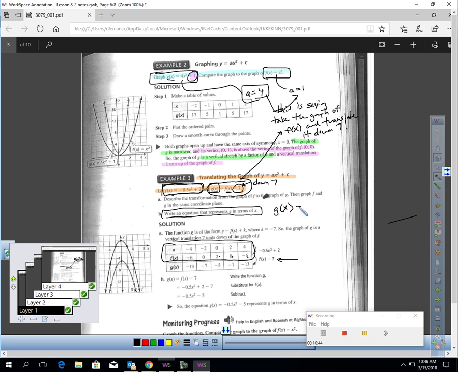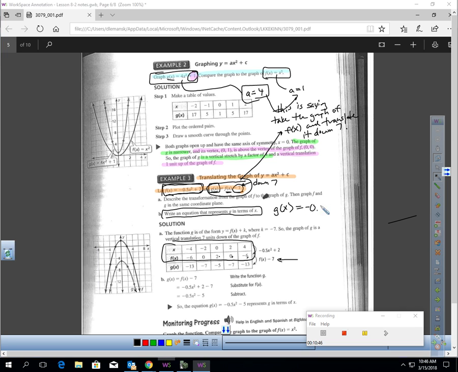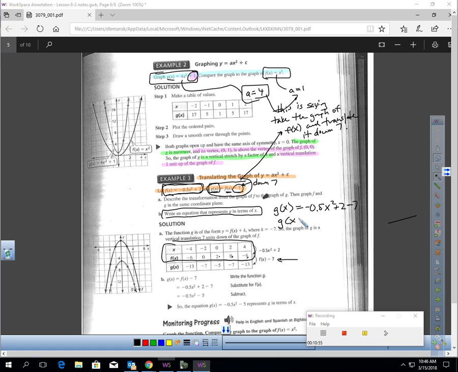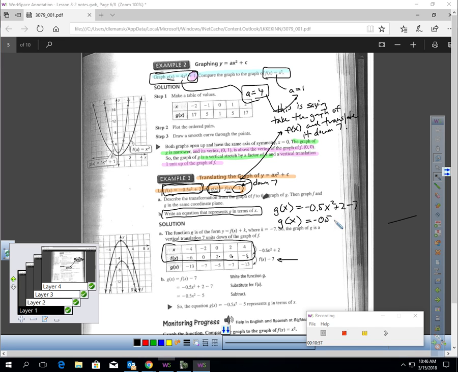So here's f of x. Let me write it out. It's negative 0.5x squared plus 2. And I'm supposed to take away 7 from that. Well, 2 minus 7 is negative 5. So g of x would be this equation then. Okay? There would be the equation for g of x. And you can see that here. All right? So that's how we can do a transformation from one function to another, and then writing an equation for that second function in terms of x.